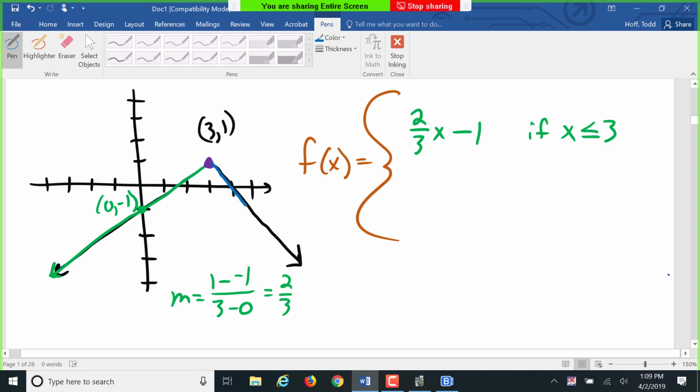So the second piece here, what'd you get for an equation for that? Well, our slope is negative 1, so either negative 1x or just negative x. It's going to be a positive y-intercept. Let's look at how we got that negative 1. M equals, this is (3, 1), this is (4, 0), so it'd be 0 minus 1 over 4 minus 3, which is a negative 1 over 1, or negative 1.